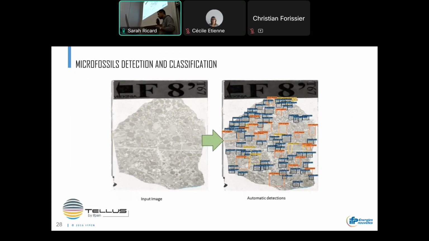Okay, so we go back to images. It's not very beautiful in the projection, but here we see some microfossils. So it's some rocks with some fossils inside. And we use CNN here to detect and classify the microfossils. I will use this example to explain how YOLO works, if someone knows it in the audience. YOLO is a detection CNN to make detections like this.